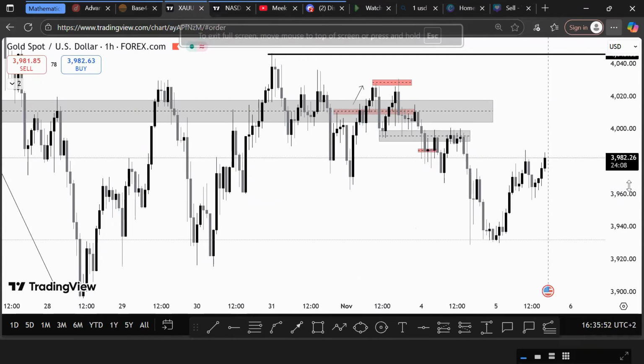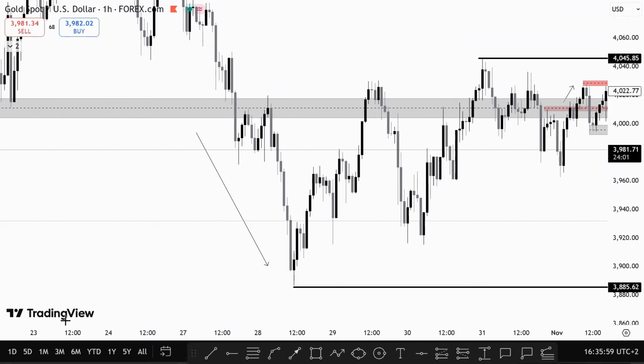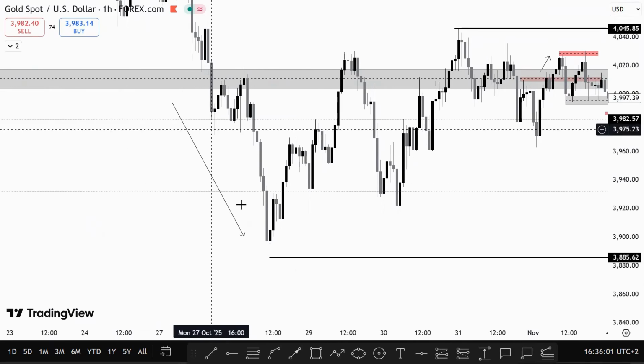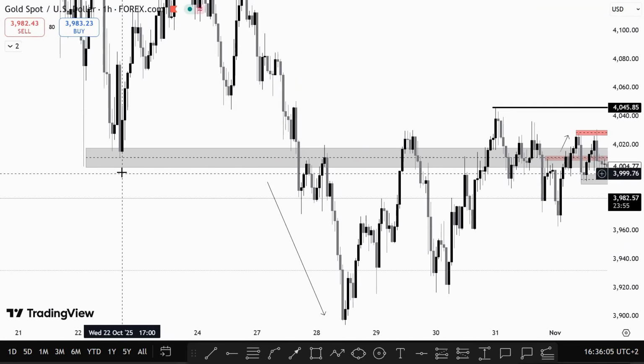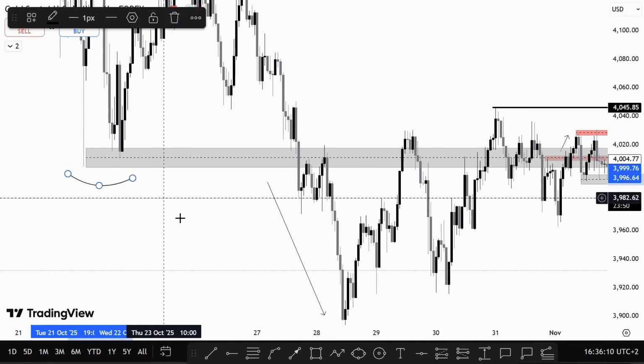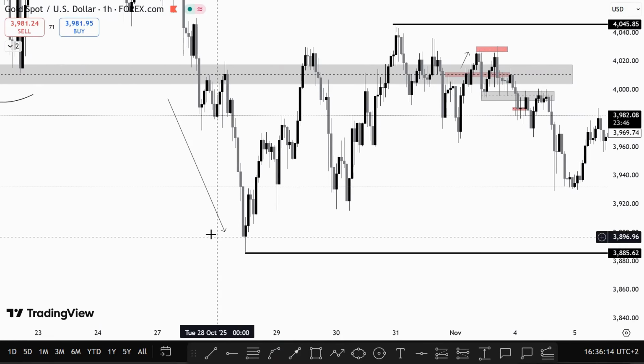Okay, so price was here yesterday. Sorry, I don't have a replay, guys. Price gave us an indication coming from the 1 hour. Obviously, the 4 hour also considers that we're here. So price gave us an indication to the downside.